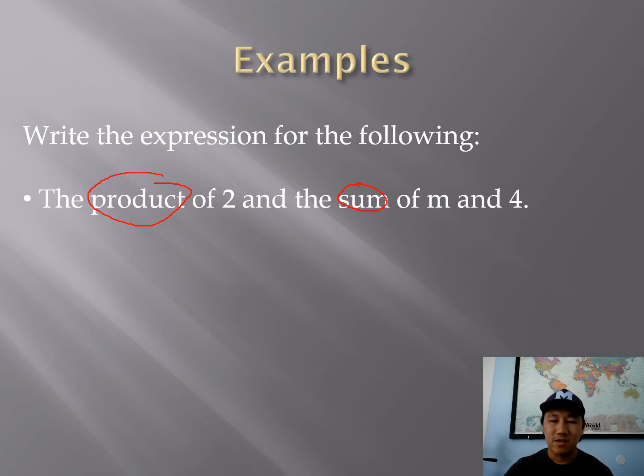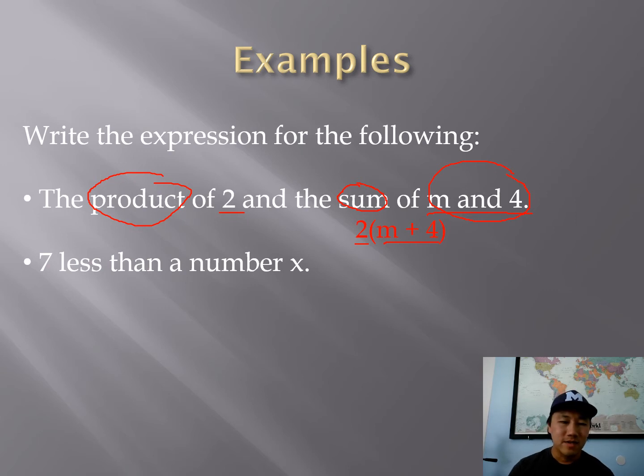Alright? So what are you going to add? It looks like you're going to add m and 4 together. And then what are you going to multiply? It looks like you're going to multiply 2 and this whole thing. Here it is. The product, which is 2 times the sum of m and 4.